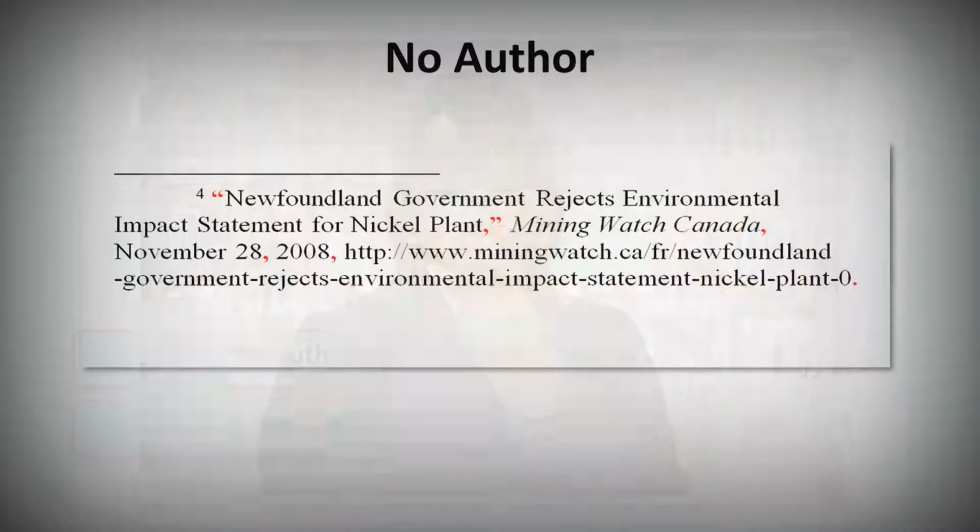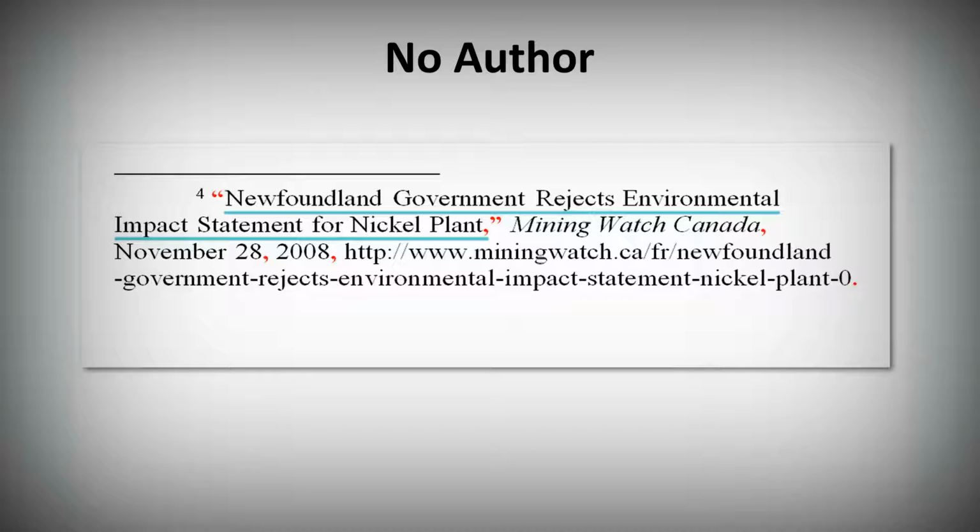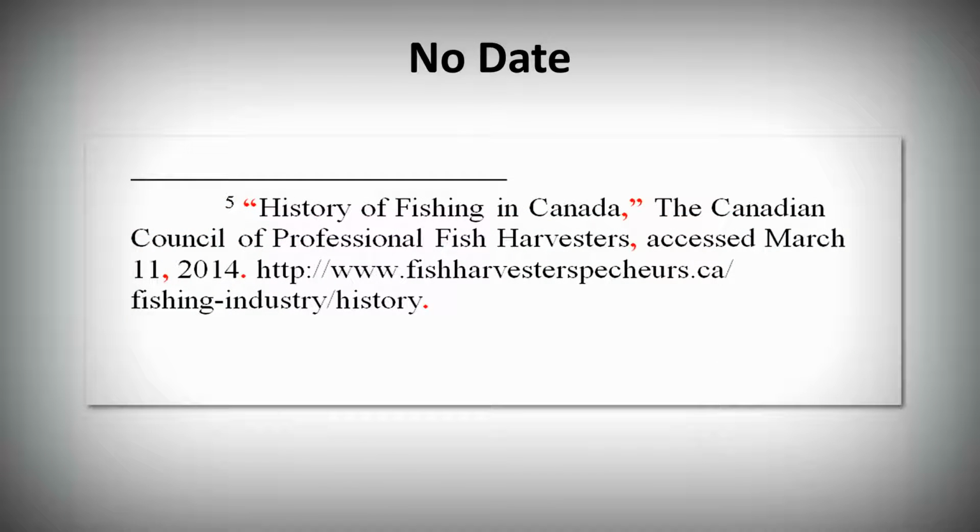It's often difficult to locate the necessary citation information for websites. Sometimes no specific author is given, or there is no date indicating when the information was written. If there is no author given, start with the title of the web page or document instead. If there's no date available, use the date that you accessed the web page.